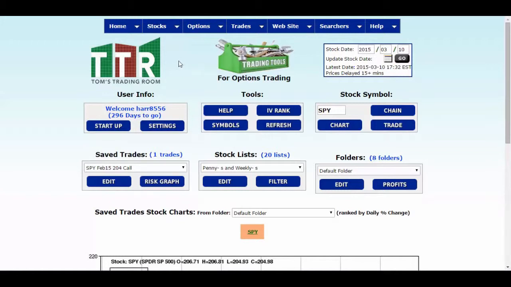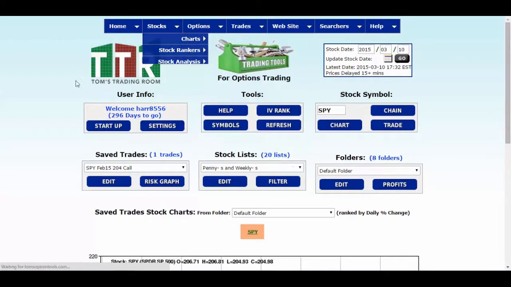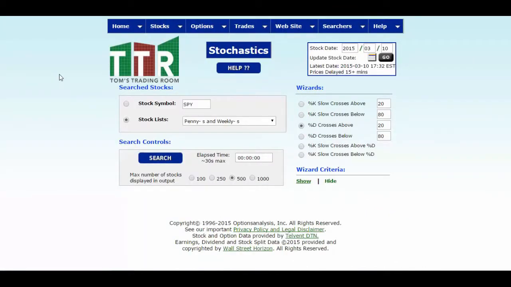I'm going to go over another stock ranker. This time we're going to specifically focus in on the Stochastics oscillator. As we click on stocks, stock rankers, and then stochastics, we bring up the Stochastics Rankers page.